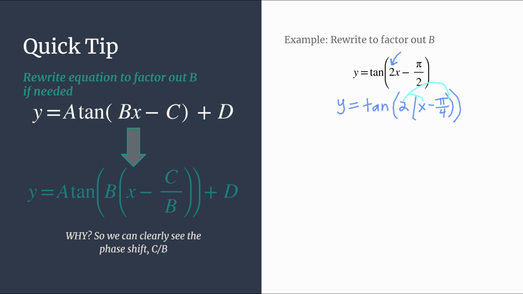Again, the benefit here is that you can simply look at your equation and immediately see the phase shift. So looking here, you would be able to see, oh, pi over 4 is c over b. And so the phase shift is pi over 4, or you would move your graph right pi over 4 units.